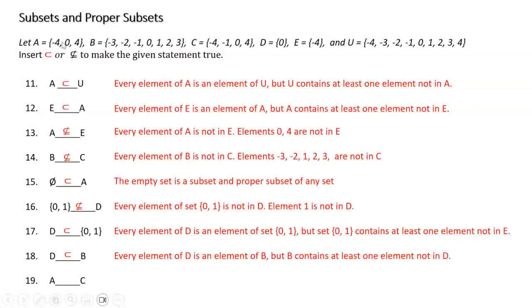Now let's do A and C. A is negative 4, 0, and 4, and C is negative 4, negative 1, 0, and 4. So this is, let me see here, this is the first symbol. Why? Because every element in A is also an element of C. And C contains an element, negative 1, which is not in A. Okay, and so hopefully, guys, that made some clarification here, but these are all from the homework.